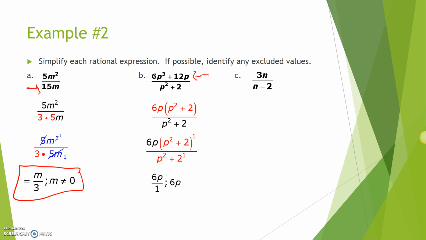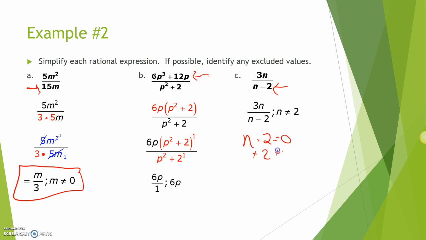For c here, we're going to look at 3n over n minus 2. We see if there's anything in common, if we have any common factors that we can divide out. In this situation, there are no common factors that we can divide out. So we just set our denominator equal to 0 to find the excluded values. So it's 3n over n minus 2, and then you set n minus 2 equal to 0.